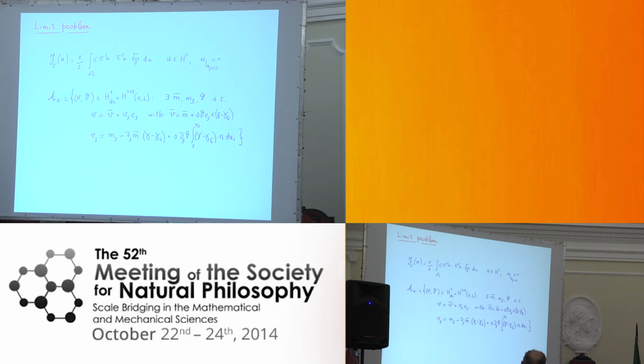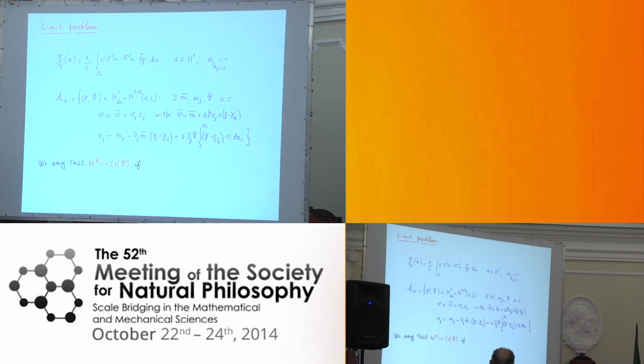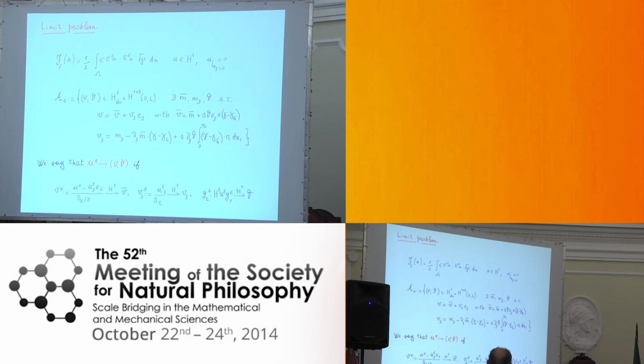V bar has this form, and V3 has this form. And of course, we say that U epsilon tend to V theta if it happens that the V epsilon, suitably rescaled, and a bar is missing here, converge to V hat, V bar, and V3 respectively, and this quantity converges to the function theta, which describes the solid rotation of the cross section at x3.